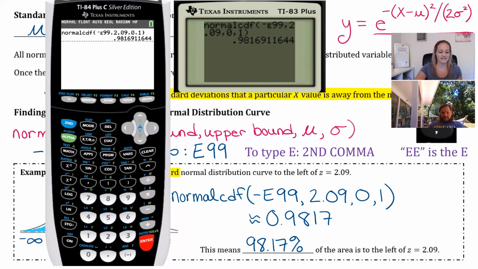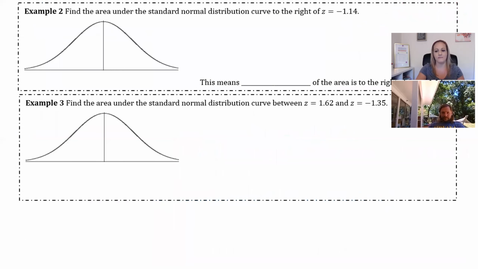Dr. Insco, do you have any questions on that one? No, it seems pretty easy. Okay, do you want to do example 2 and 3?